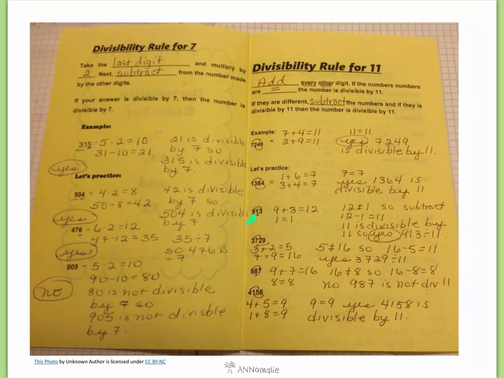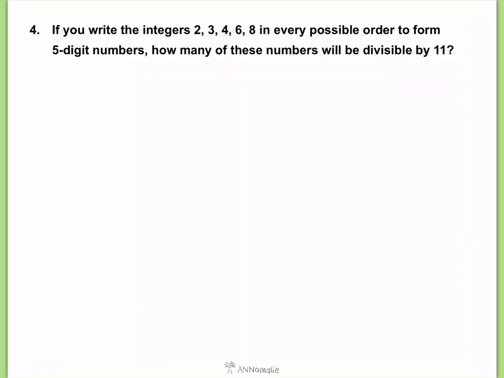Let's look at 913. We add alternate numbers. So we add 9 and 3 to get 12, and the 1 is in the center. 12 minus 1 is 11. 11 is divisible by 11, so 913 is divisible by 11. A 4-digit number, add alternate digits. 3 and 2 will give us 5, 7 and 9 will give us 16. The difference is 11, so the entire number is divisible by 11.